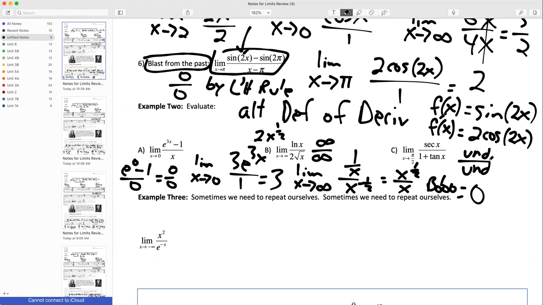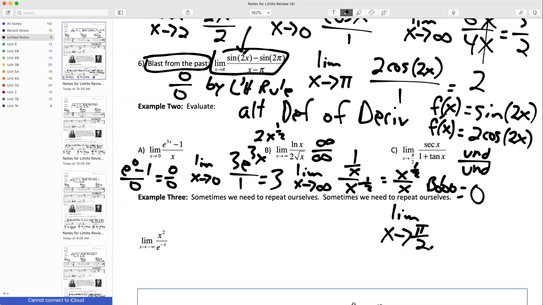Tangent is y over x. It's undefined. Trust me. Okay, so I've got the limit as x goes to pi over 2. I'm going to use L'Hopital's rule.